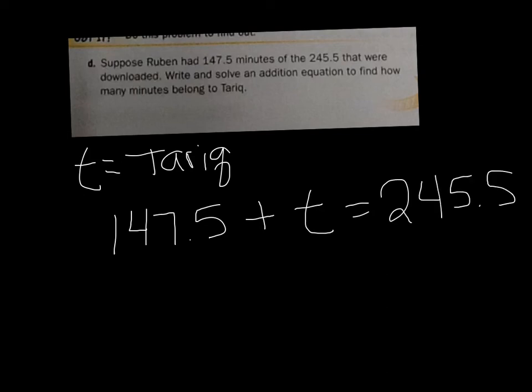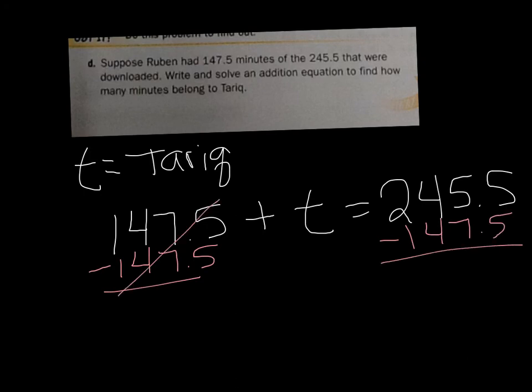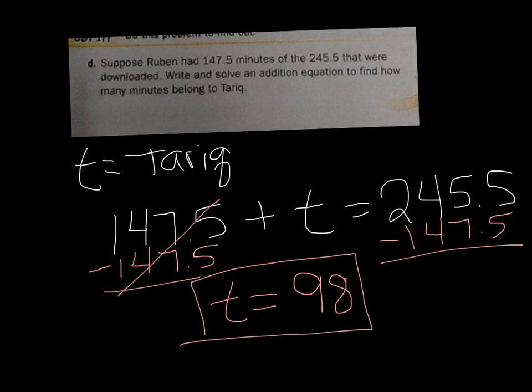245.5 minutes. Now I solve this problem the same way. I use the subtraction property of equality. So I'm going to subtract 147.5 from both sides. Doing that, that goes to 0, and I'm left with just a t on this side. 245.5 minus 147.5 should give you 98 when you subtract it. So my answer is 98. If you plug 98 back in for t, it'll check out, and that's how you can check your answer to make sure you did it correctly.